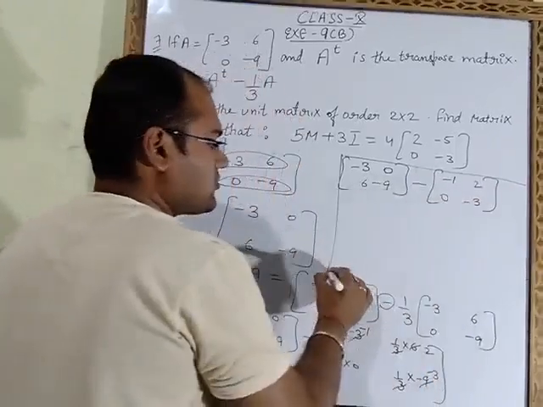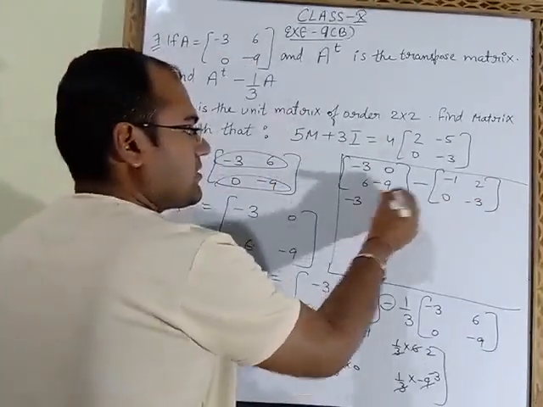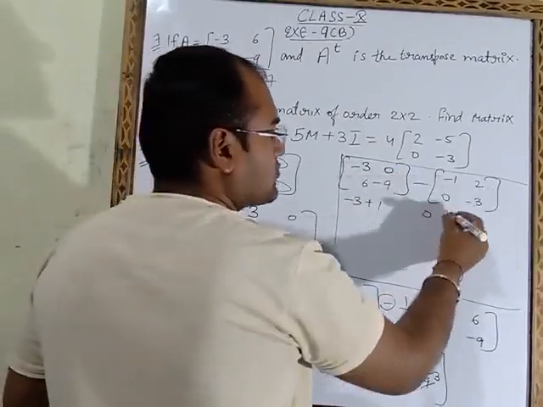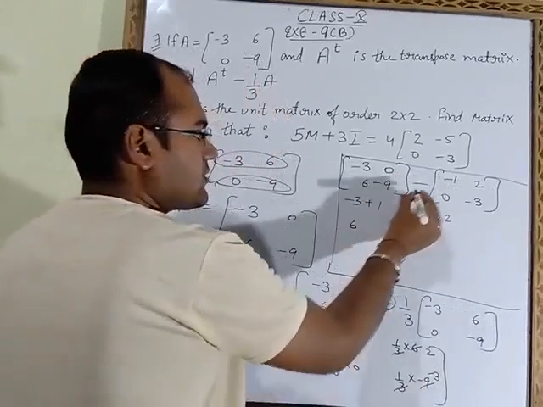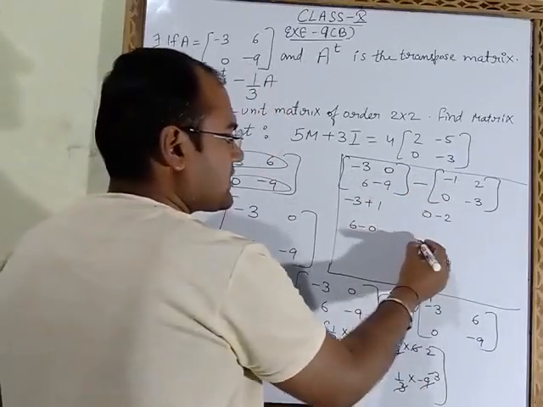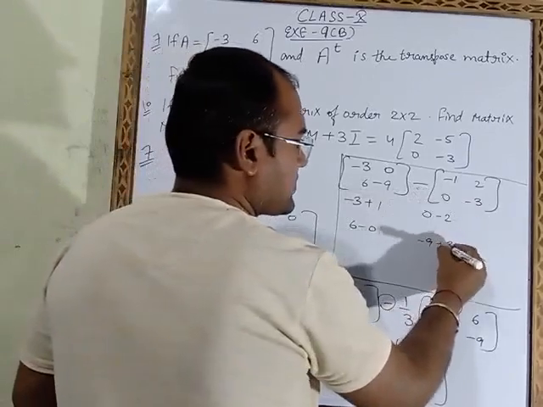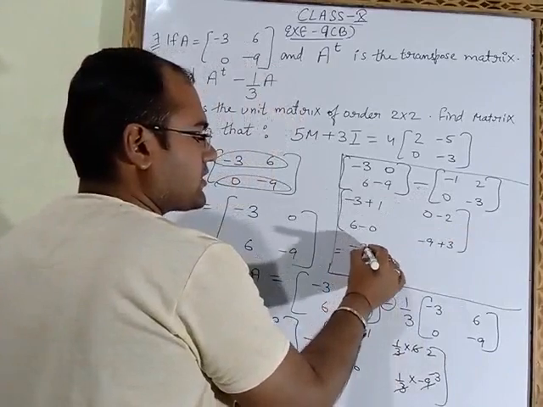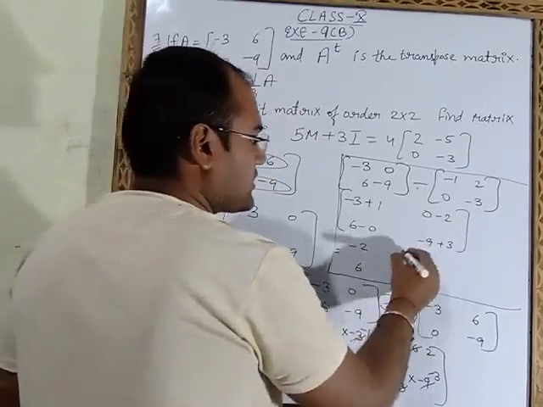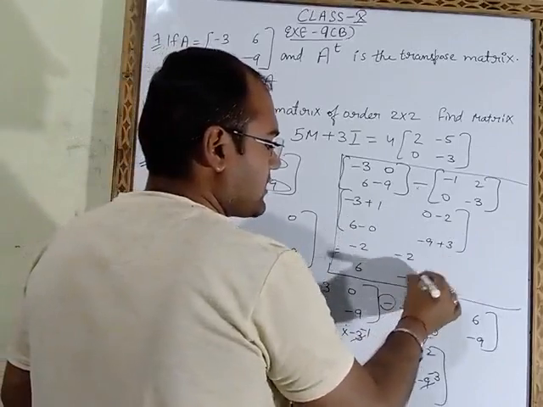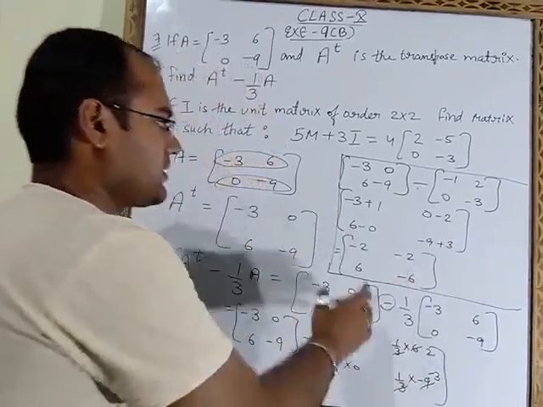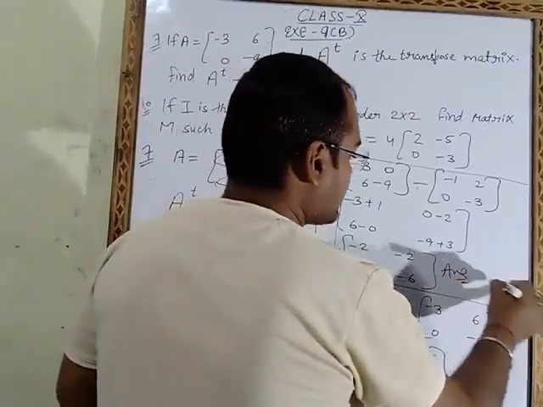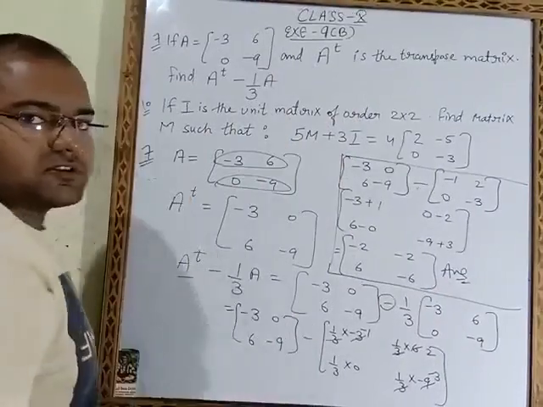Now we will subtract these two. Minus 3, minus and minus will become plus 1. 0 minus 0, 6 minus 2. Minus 9, minus and minus will become plus 3. Now minus 3 and plus 1 will be minus 2. 6 minus 2 will be 4. 0 minus 0 is 0. Minus 9 plus 3 will be minus 6. So this is the answer of A transpose minus 1 upon 3 A. So this is your answer of question number 7.